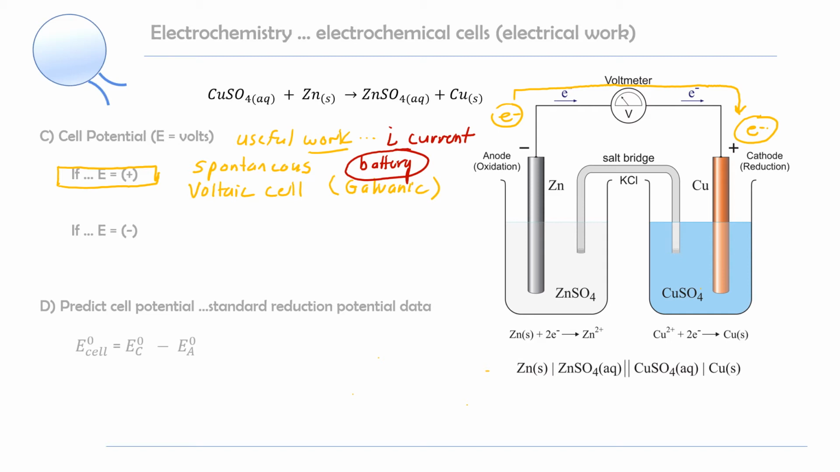All right, so the opposite scenario is for the cell potential to be negative. So what does that tell us about a redox process? Well, it is non-spontaneous.